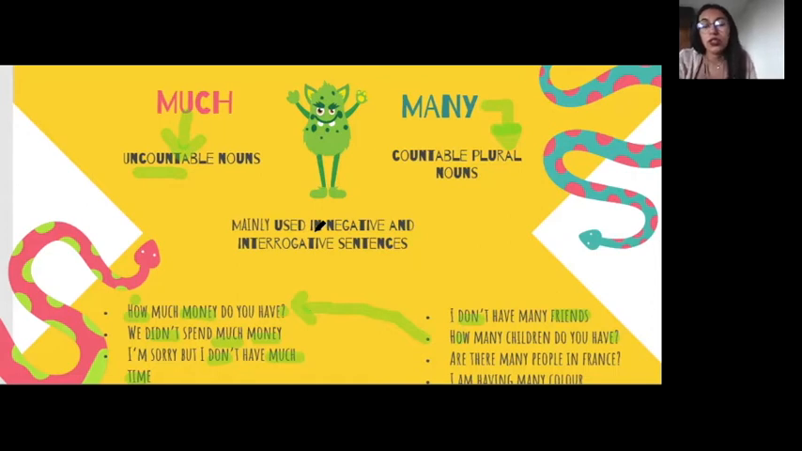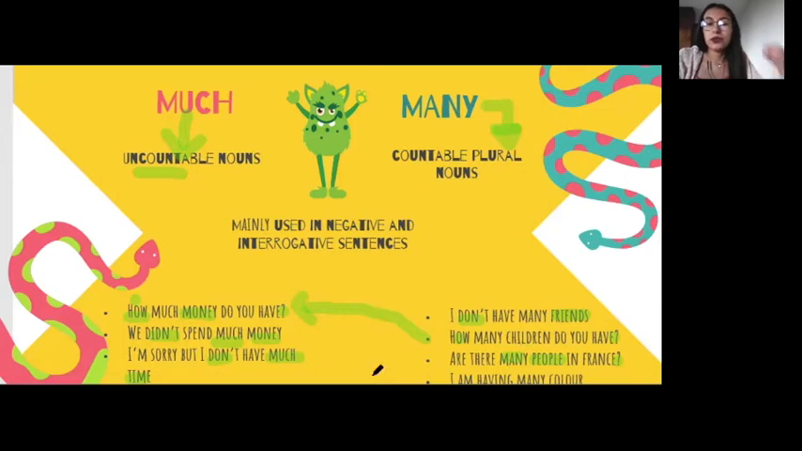How many children do you have? ¿Cuántos niños tienes? Are there many people in France? This is a question, interrogative sentence. My noun, the noun for this sentence is people, sustantivo personas, el plural de personas, and that's why we use many, ¿sí? Hay muchas personas en Francia.